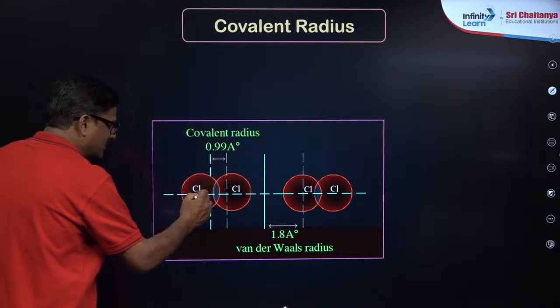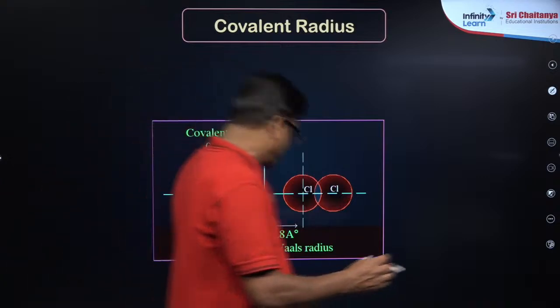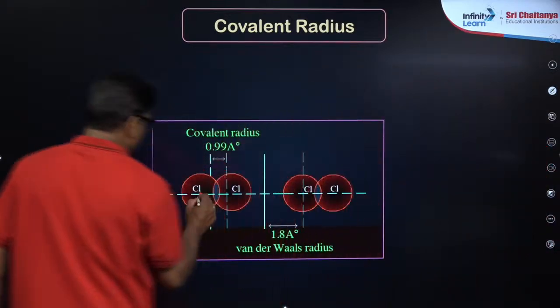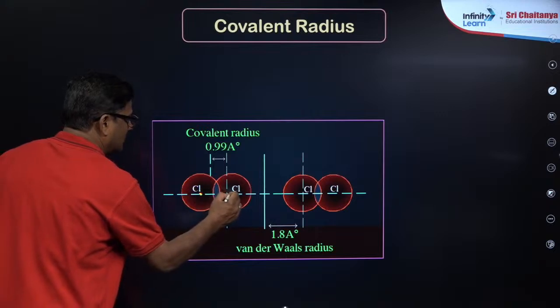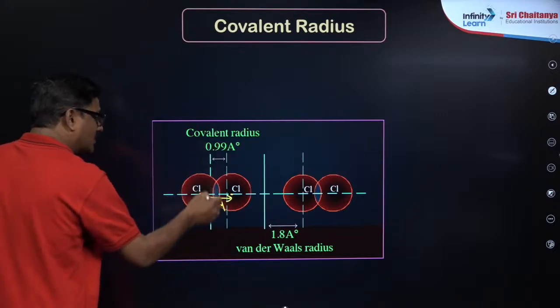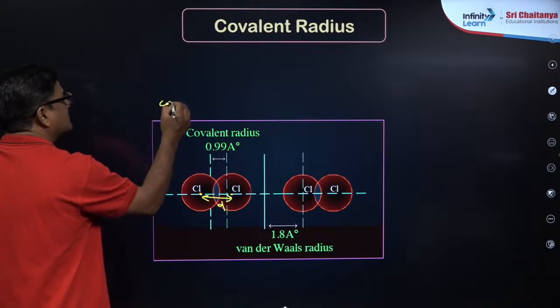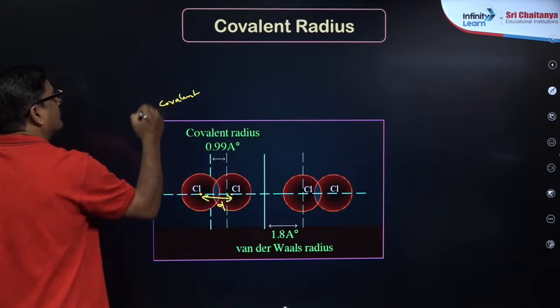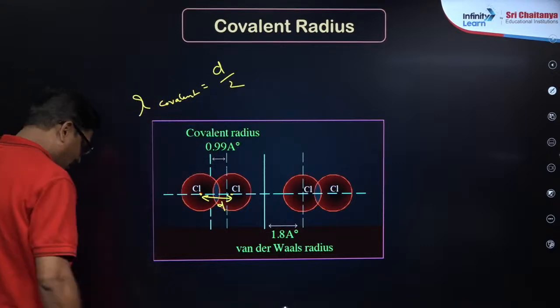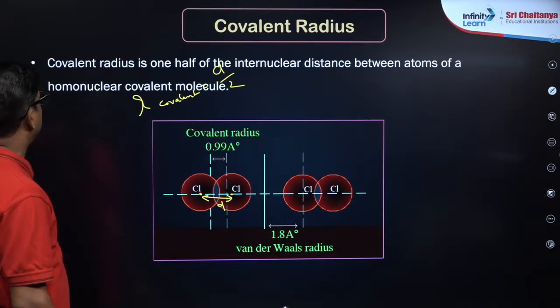So the distance between here and here, and the distance between these two here is d, and उसमें आधा जो आता है ना, कोवैलेंट रेडियस, is equal to d by 2. Then van der Waal radius क्या होगा?